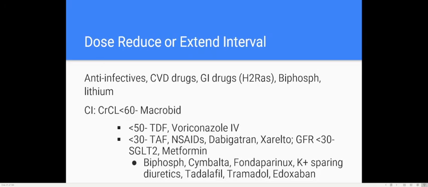Common medications that need dose reduction or the dose extended: anti-infectives, cardiovascular drugs, GI drugs such as H2RAs, bisphosphonates, and lithium. Some more specific ones are contraindicated if the creatinine clearance is too low. If the creatinine clearance is less than 60, you can't use Macrobid. Less than 50, you can't use TDF or voriconazole IV. And less than 30 is usually the main cutoff for contraindications. So like NSAIDs, dabigatran, Xarelto, metformin, SGLT2 inhibitors, and the list goes on. Usually less than 30 is where most drugs are cut off if they're renally cleared.